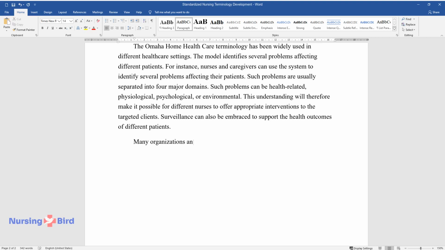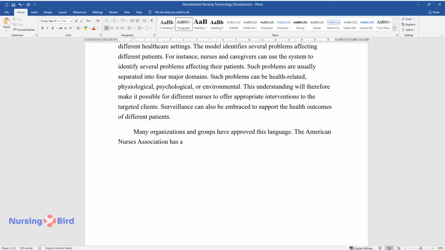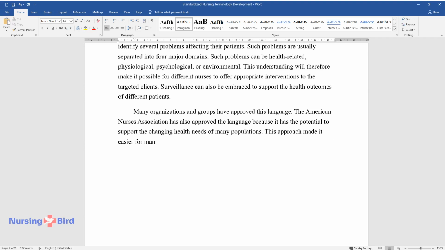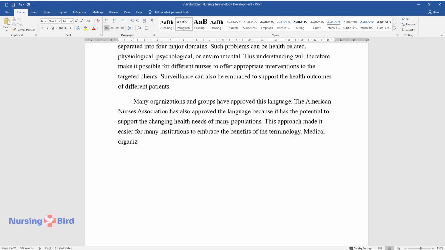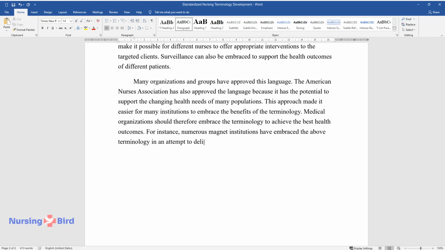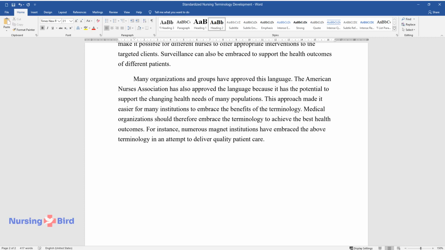Many organizations and groups have approved this language. The American Nurses Association has also approved the language because it has the potential to support the changing health needs of many populations. This approach made it easier for many institutions to embrace the benefits of the terminology. Medical organizations should therefore embrace the terminology to achieve the best health outcomes. For instance, numerous magnet institutions have embraced the above terminology in an attempt to deliver quality patient care.